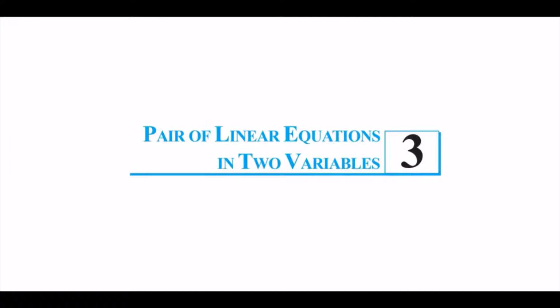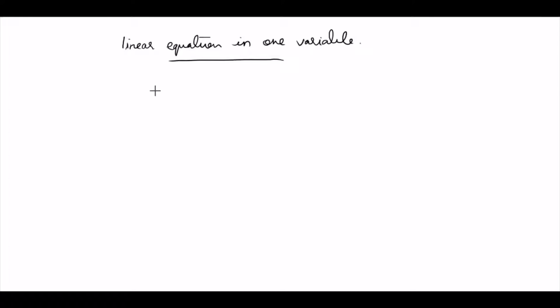Chapter 3, Pair of linear equations in two variables. So this chapter is about linear equations in two variables. Before moving on to that, let's see what a linear equation in one variable is. ax plus b equal to 0 is a linear equation in one variable.